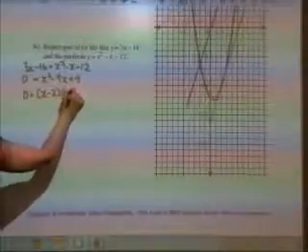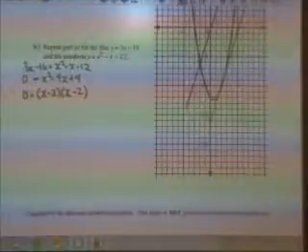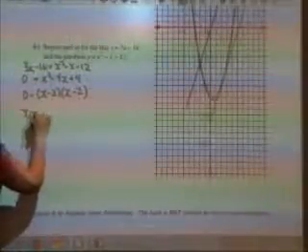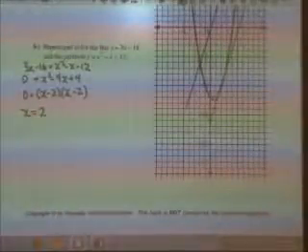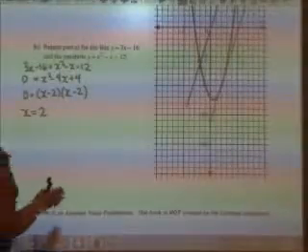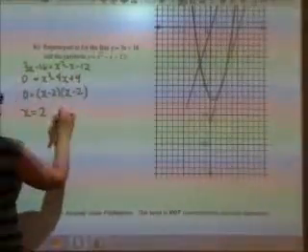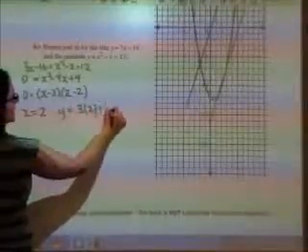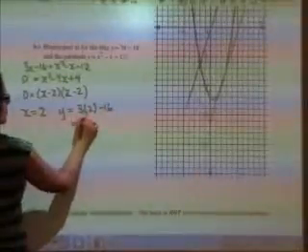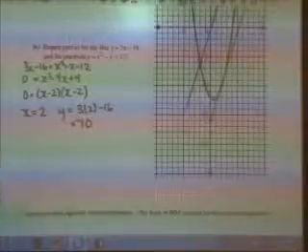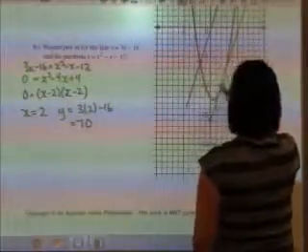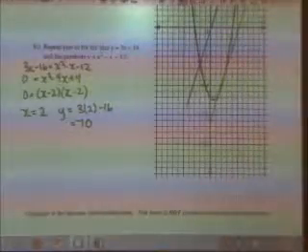-2 and -2, which means x would have to equal 2. And then when I substitute that into one of these two equations, y would then equal 3 times 2 minus 16, which would be -10, which looks to be this point right here on the graph.